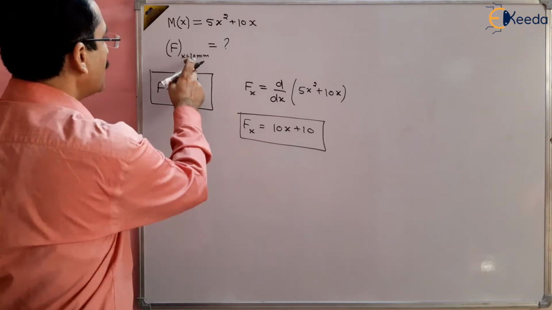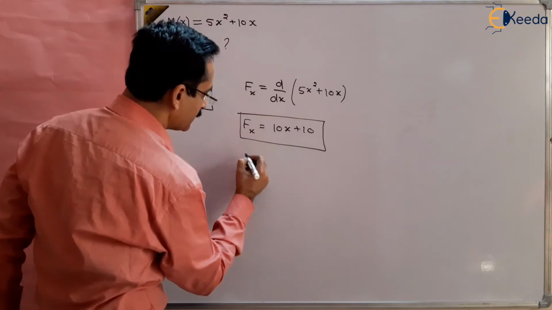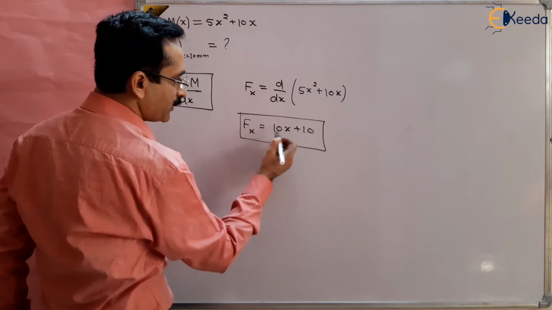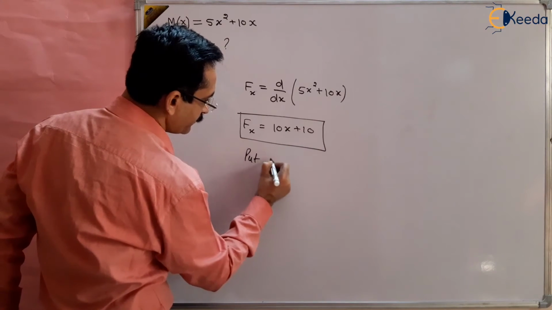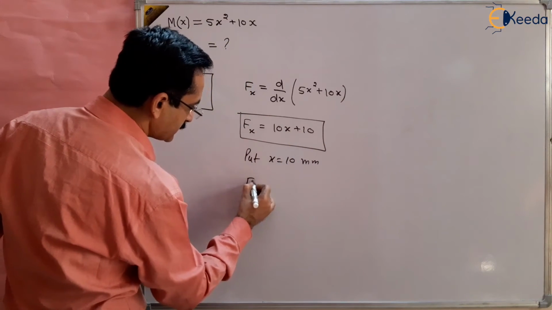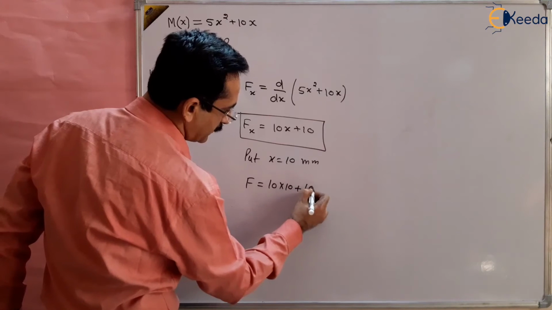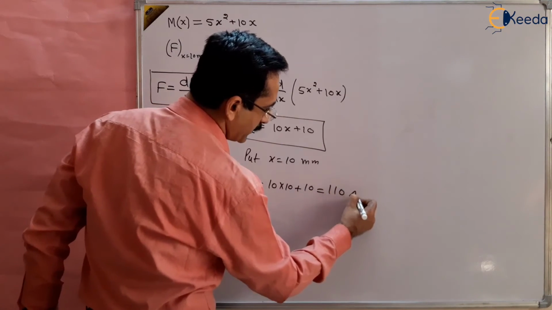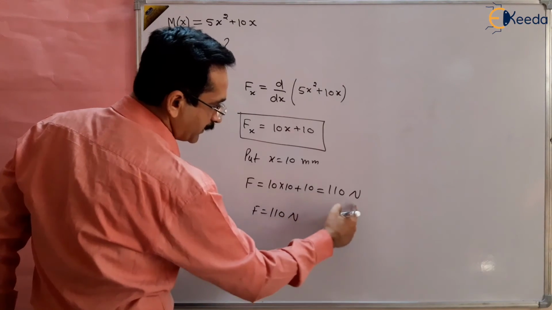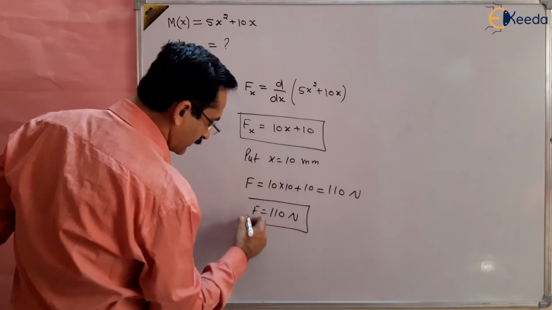And if x is 10 millimeter, put x equal to 10 millimeter here, and you will get the shear force at 10 millimeter. This is in Newton millimeter, so that is okay to solve this. So the shear force at a distance 10 millimeter will be equal to 10 multiplied by 10 plus 10. So it will come out to be 100 plus 10, which is 110 Newton. So this is the answer of this question.